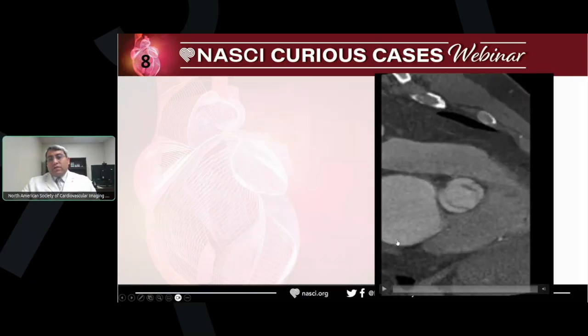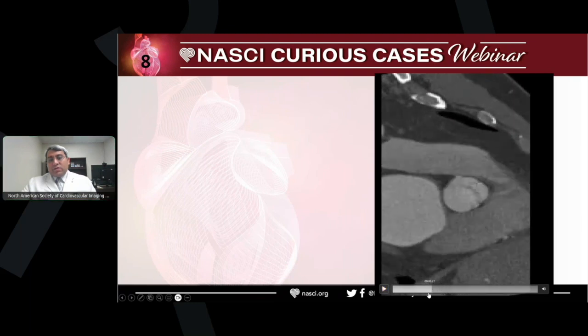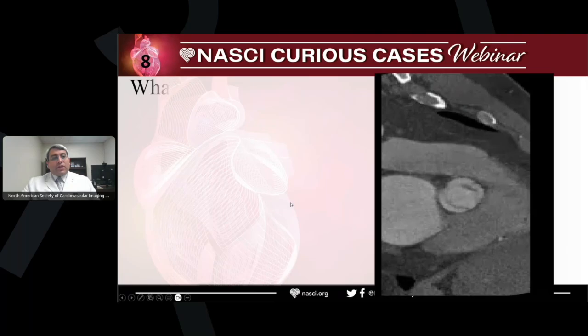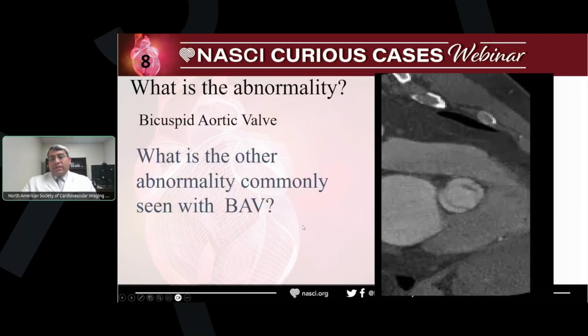Okay, talking about valves, anyone can tell me what you see in this patient? Bicuspid aortic valve, perfect. So bicuspid aortic valve, it is one of the common questions we usually hear about in the board. So what are the other anomalies that can be associated with bicuspid aortic valve, and which kind of syndromes have this anomaly most commonly?